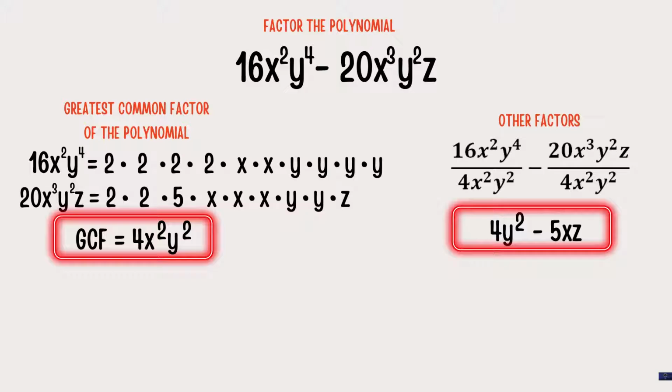Now, let's move to the second term. 20 divided by 4 is 5. x cubed divided by x squared is x. y squared divided by y squared is 1. And we bring down z. Finally, the other factor is 4y squared minus 5xz.